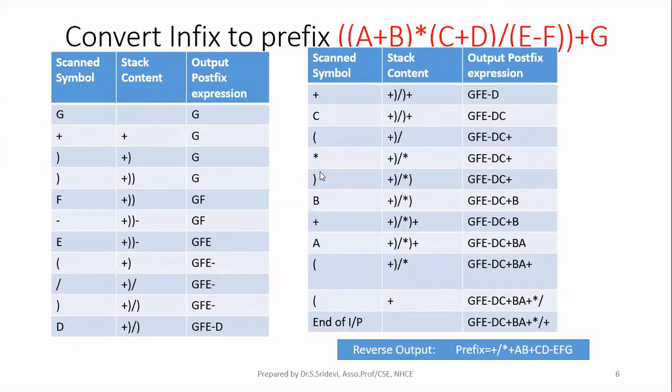Then the next character is close parenthesis. So when you have close parenthesis, immediately push it onto the stack. Then next is B. It is an operand. Write it at the output. And the next character is plus. So check what is on the top of the stack. We have only parenthesis. So push plus onto the stack. And the next is A. It is an operand. Write it at the output.